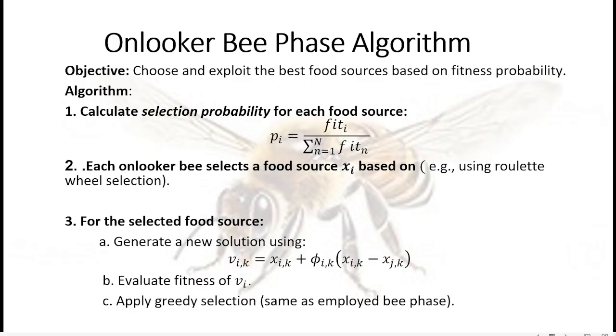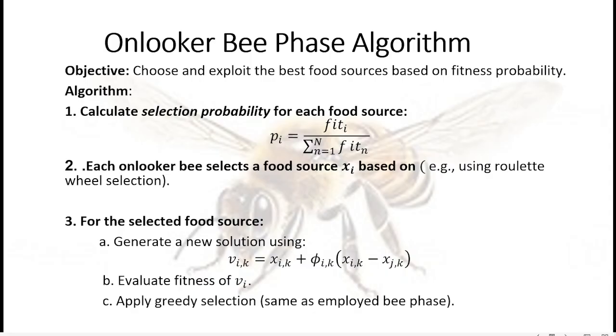So evaluate the fitness, assess the quality of the new solution. Same as in the employed bee phase, choose the better solution between the current and the candidate, keeping only improvements. This step collectively helps the ABC algorithm, that is the artificial bee colony algorithm, balance exploration and exploitation, driving global optimization for complex problems.